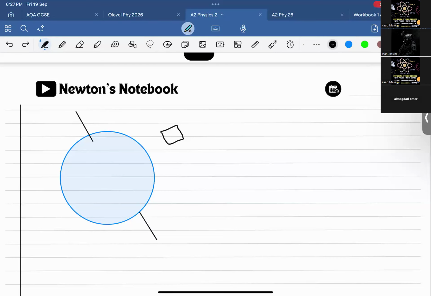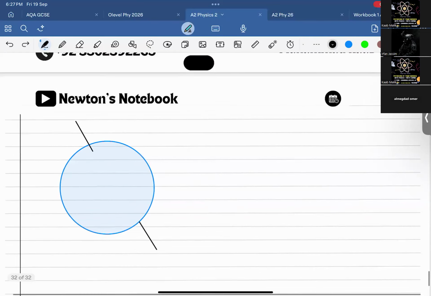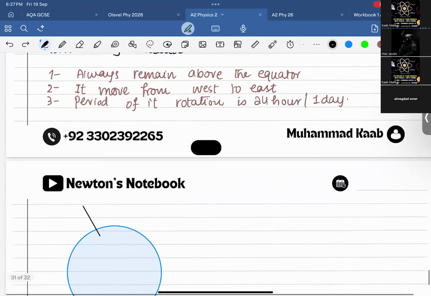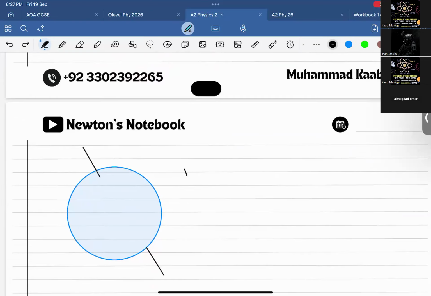So what was the last point? The period of its rotation is 1 day.